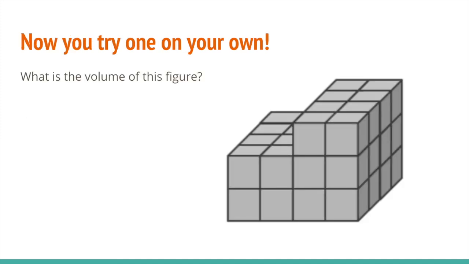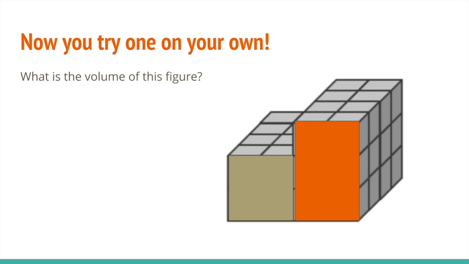Now try one on your own. What is the volume of this figure? 40 cubic units. The length, width, and height of this part of the shape are 2, 2, and 4, which equals 16. The length, width, and height of this part of the shape are 2, 3, and 4, which is 24. When you add those two together, you get 40 cubic units.